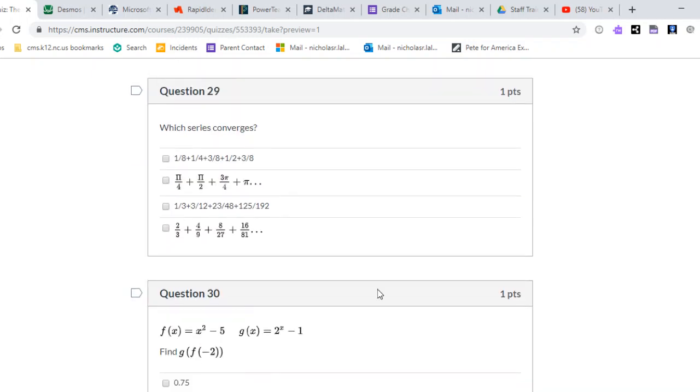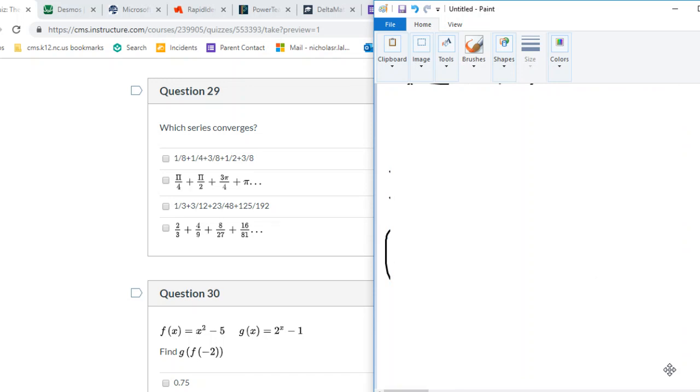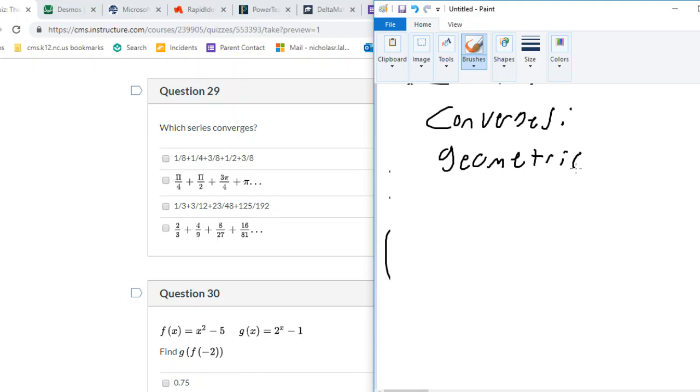Question 29, which series converges? Now a series converges when it is geometric and the term you multiply each time, r, is less than 1. And here this makes this choice the correct answer choice.